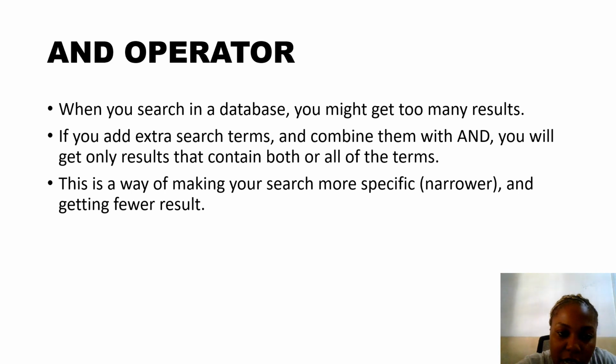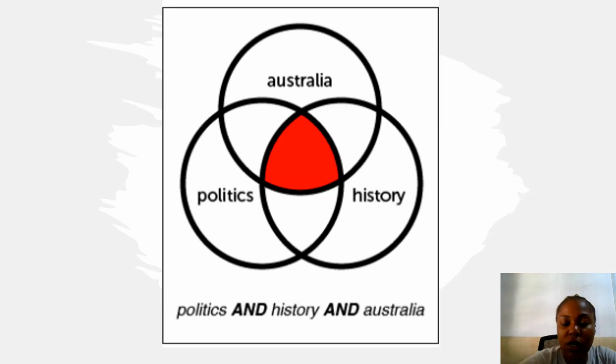When you search in a database, you might get too many results. For example, you say time management in students. It can bring you so many papers, up to thousands, and you are so tired, you can't look at all those 1,000 papers. So if you add extra search terms and combine them with AND, in capital letters, you get only the results that contain both or all the terms. This is a way of making your search more specific or narrower and getting fewer results, because you want the exact papers which you want to use.